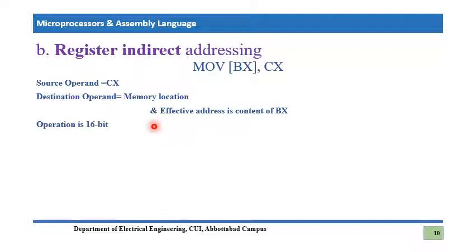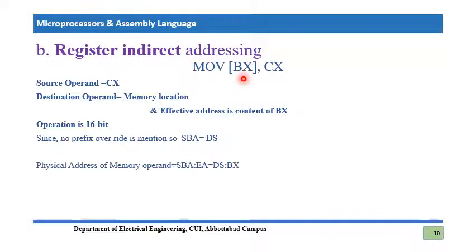So the operation is 16-bit. Why? Because the source register is what? The counter register, which is CX, and it is 16-bit. So this complete operation will be 16-bit. Since no segment override prefix is used, what will the segment base address be? The data segment. So we consider that whatever the effective address is, it is part of the data segment.